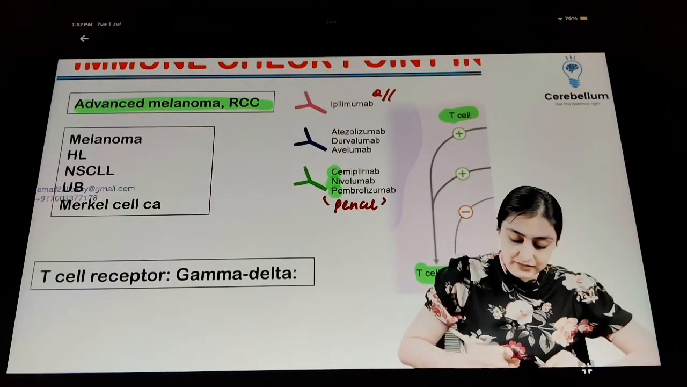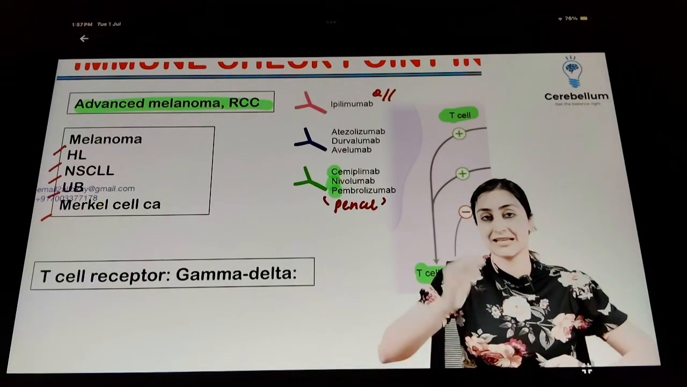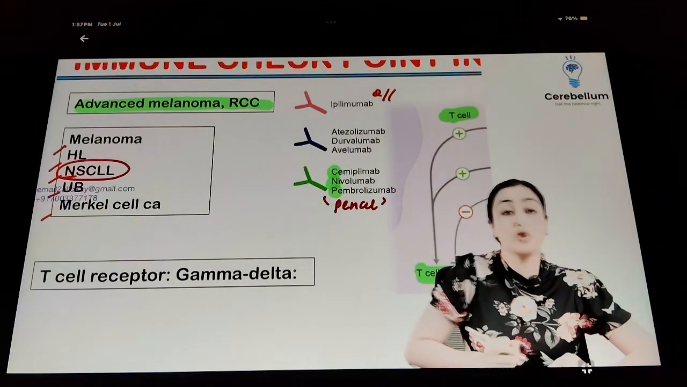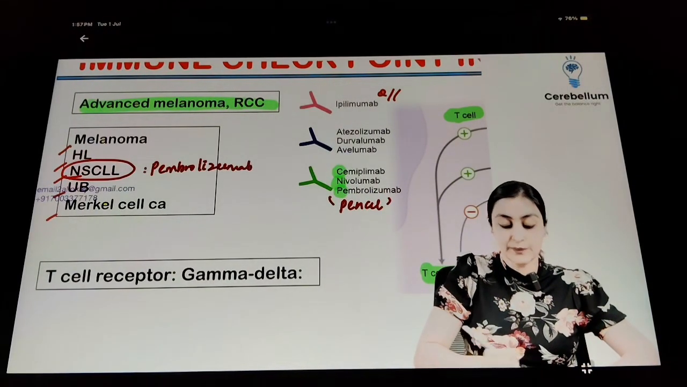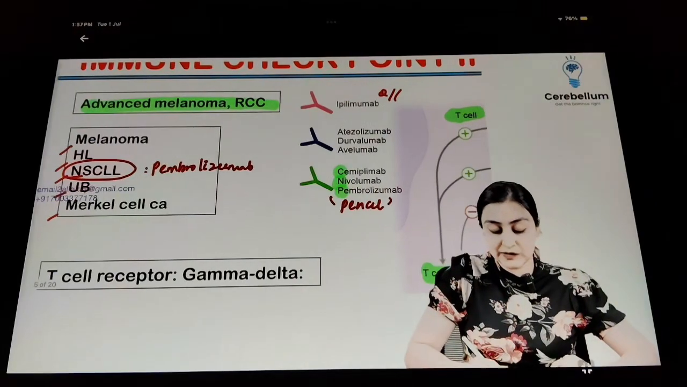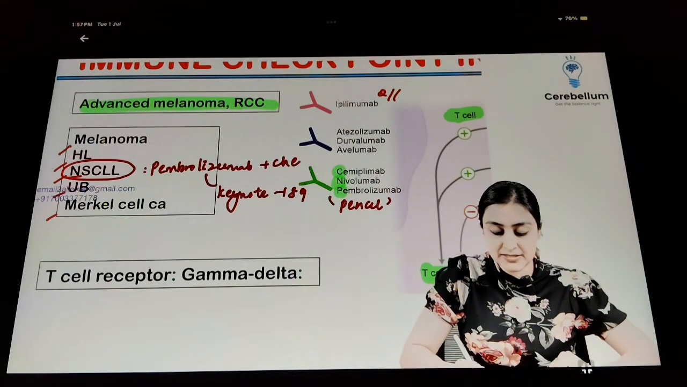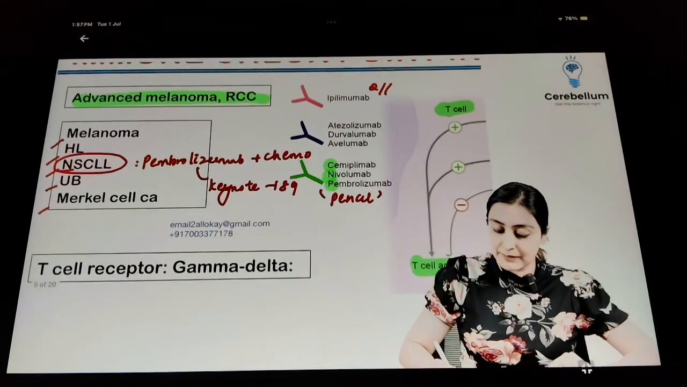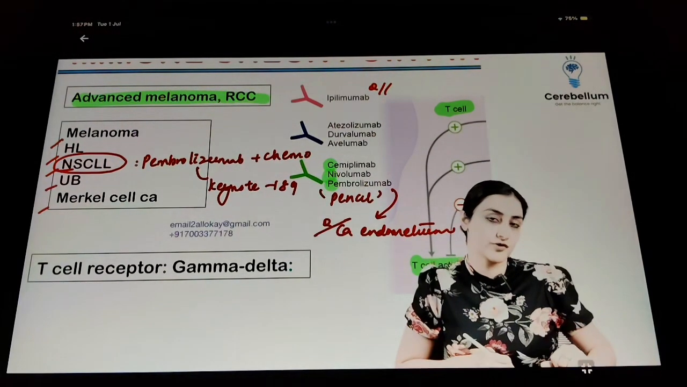Just remember the names, and the various applications are melanoma, Hodgkin's, non-small cell CA lung, urinary bladder, and Merkel cell CA. Out of this, they have tested non-small cell CA lung and the use of pembrolizumab. Pembrolizumab has been used in non-small cell CA lung along with chemotherapy, and that trial was the Keynote 189 trial. So there's a question on that: pembrolizumab plus chemotherapy for CA lung. Apart from that, pembrolizumab can also be used for CA endometrium, and that's a repeat question. So they love asking pembrolizumab for certain reasons.